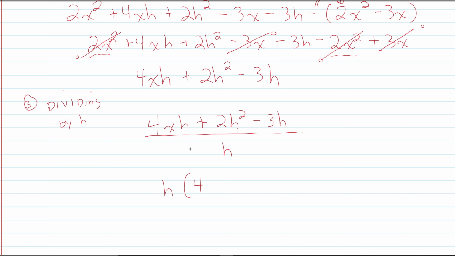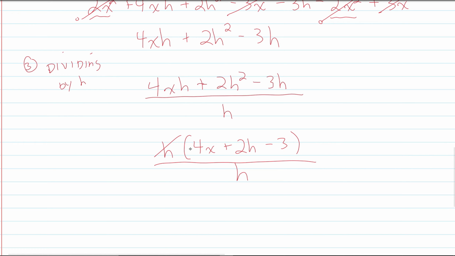So h goes into 4xh, 4x times, h goes into 2h squared, 2h times, h goes into negative 3h, negative 3 times. And that's all still divided by h. Well, we know that we can cancel those out, and we're left with 4x plus 2h minus 3.